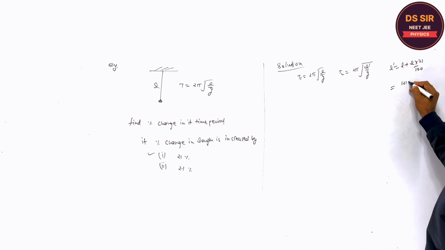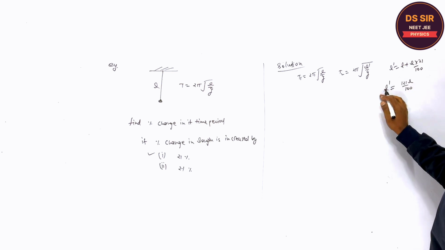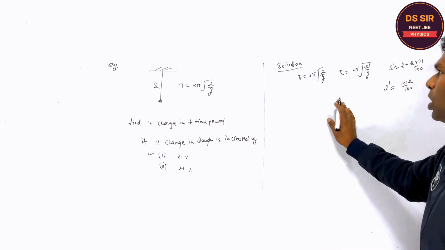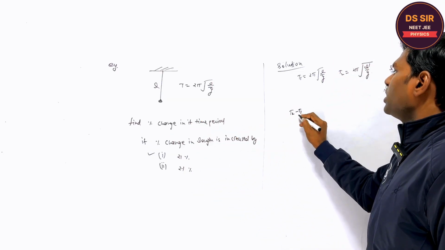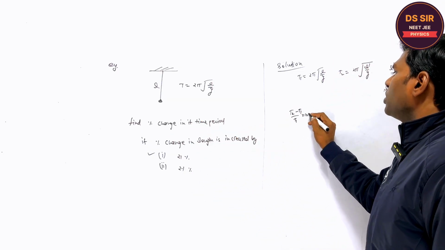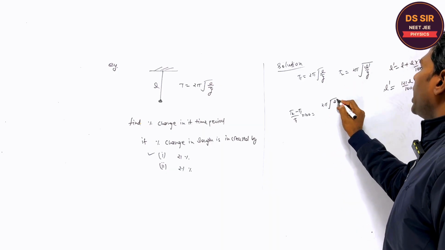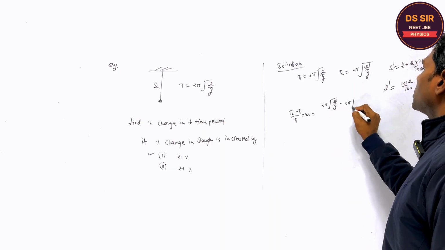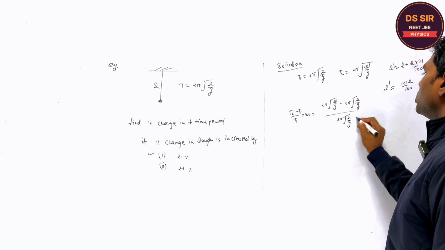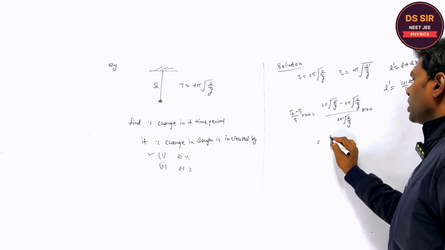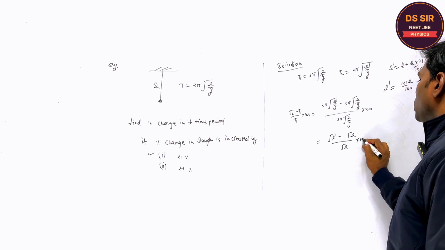So this is 121 L upon 100. So this is the L dash. You understand or not? Now, how to find the percentage change in the time period? (T2 minus T1) upon T1, into 100, we have to find. What is the T2? It is 2 pi root L dash upon G, minus 2 pi root L upon G, upon 2 pi root L upon G, into 100. Right? Root L dash minus root L upon root L into 100.